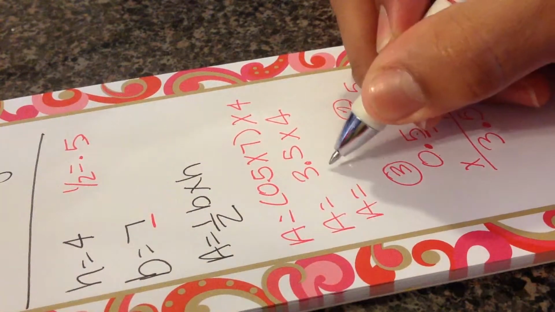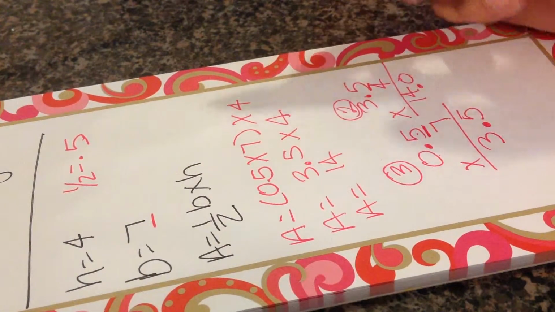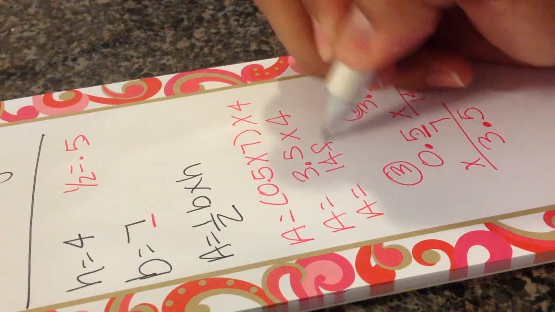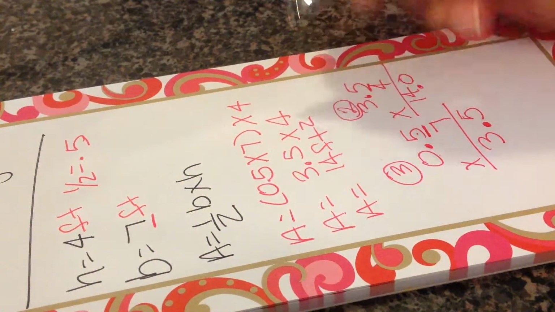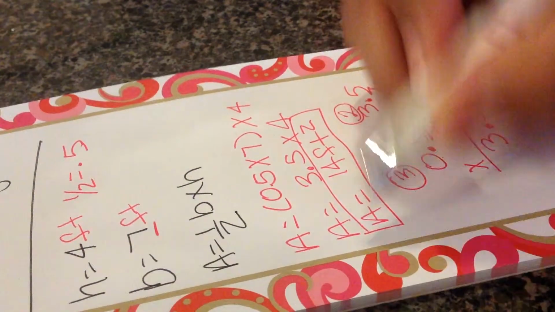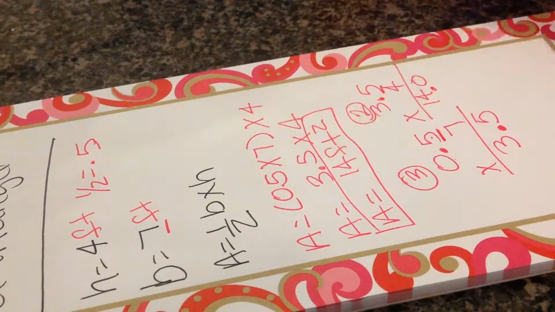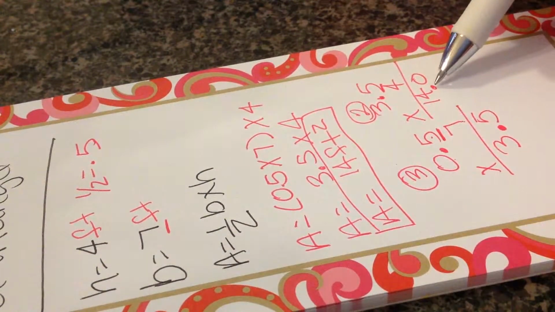So our area is going to equal 14 feet, because that is the unit of measurement, squared. Now notice that I just put 14 because 14 is the same as 14.0.